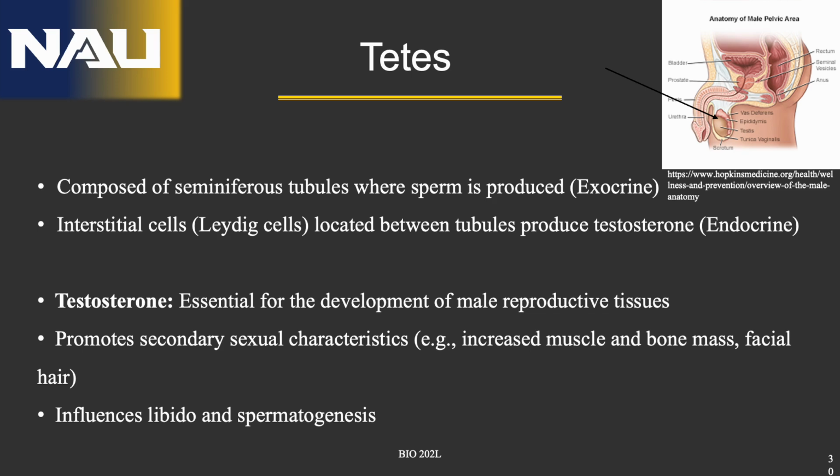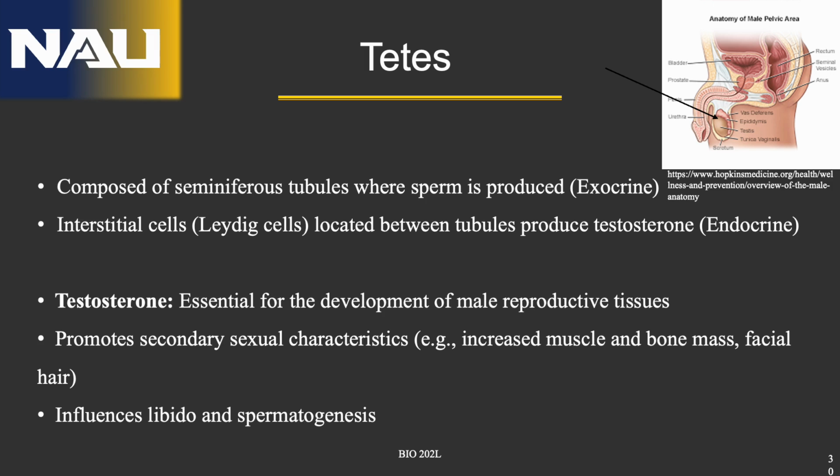The testes are the primary male reproductive organs. They have two main functions. One is endocrine and one is exocrine. The production of sperm is the exocrine, while the secretion of testosterone is endocrine. That's because the testosterone is going to circulate through the blood.